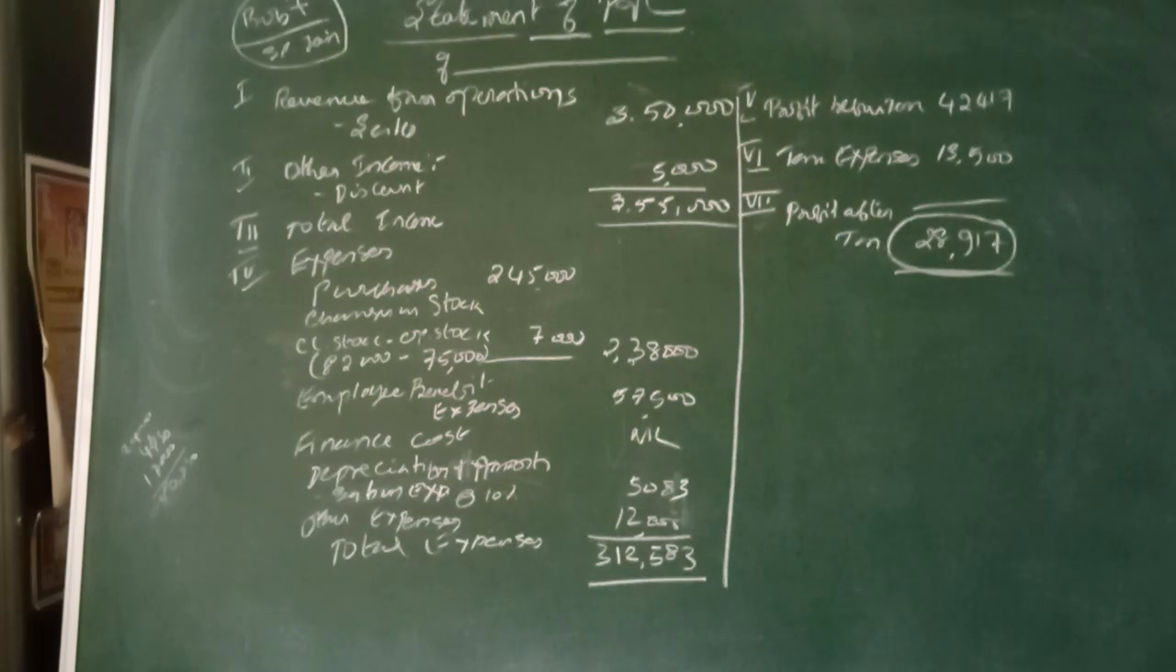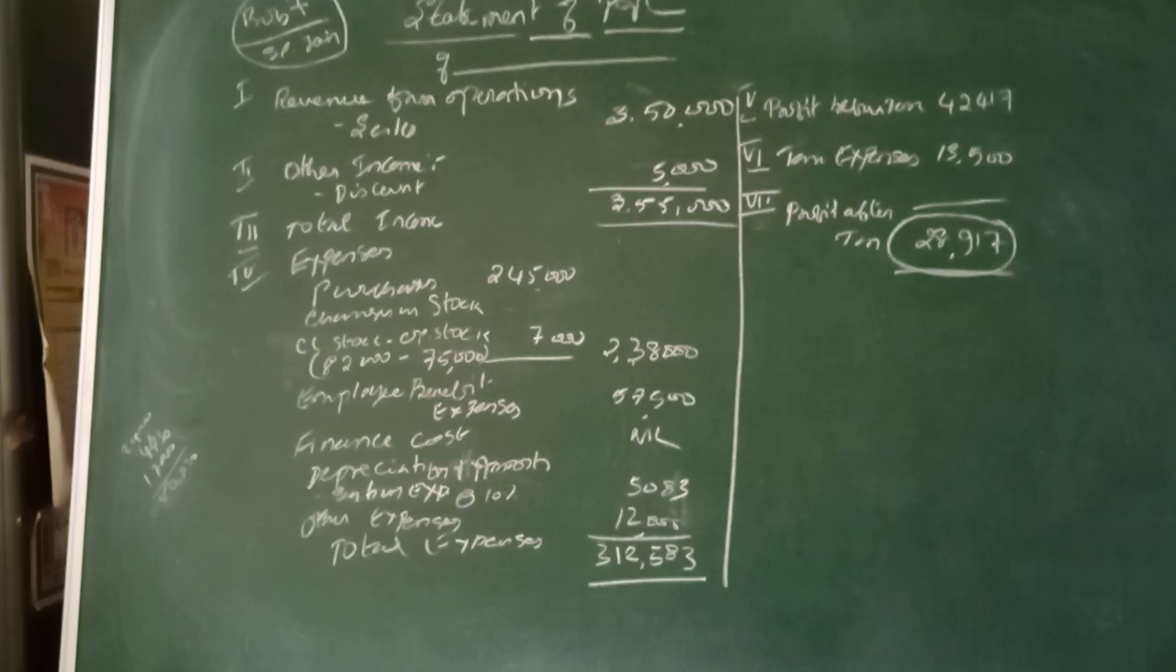Then sales minus returns should be taken in revenue from operations. Then total income we got, and the fourth item, we have to take all expenses. Normally we used to debit the expenses in P&L account. All those things we are taking here under the category called point number 4, expenses. So purchases, and then changes in stock. What is that, the changes in stock?